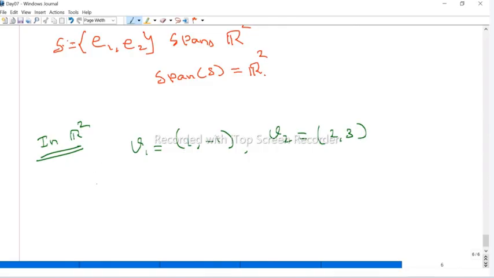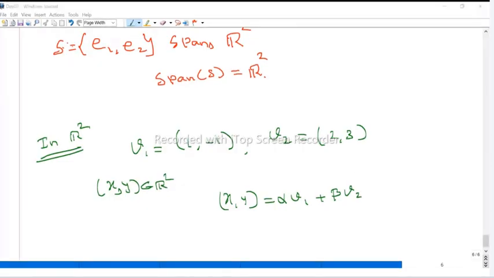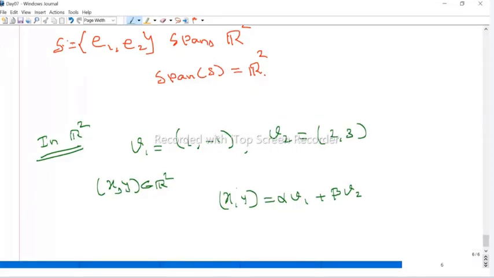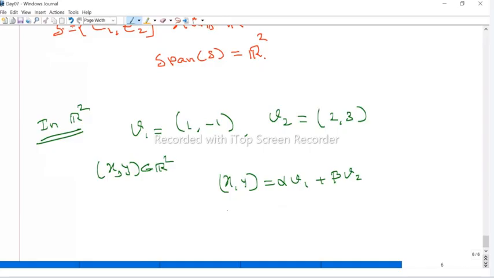So how to prove it? Suppose we take some arbitrary element (x, y) in R2. We have to write (x, y) equal to some scalar times v1 plus some scalar times v2. We have to find alpha, beta. Such alpha and beta should exist or not. It's nothing but just taking the values of v1, v2 and simplifying. We don't know the values of alpha, beta, so we have to find them.